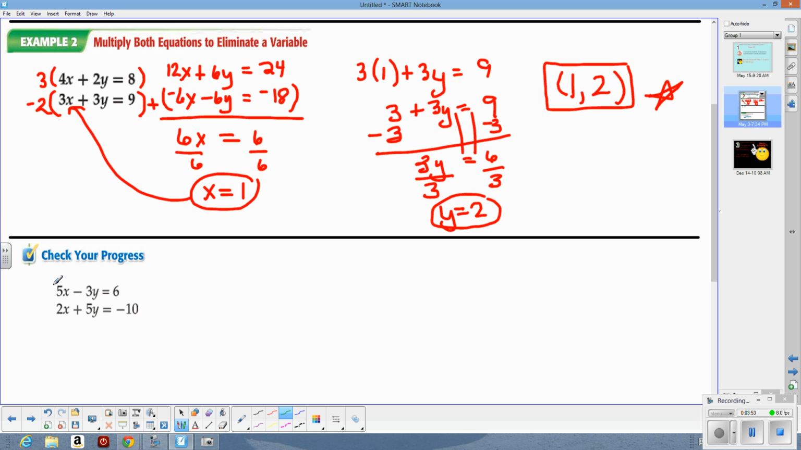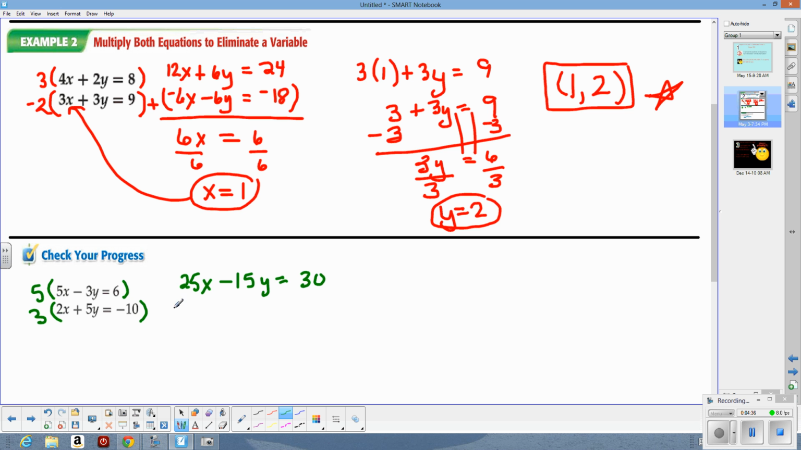You could multiply the bottom by -5 and the top by 2 to eliminate the x's. Or we already have one positive and one negative here, so you can multiply the top equation by 5 and the bottom by 3 to get rid of the y's. I'm going to go ahead and do that. I'm going to multiply this top equation by 5 and the bottom one by 3. 5 times 5 is 25x. 5 times a -3y is a -15y. Equals 5 times 6, which is 30.